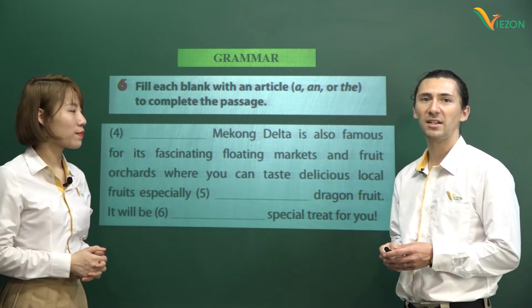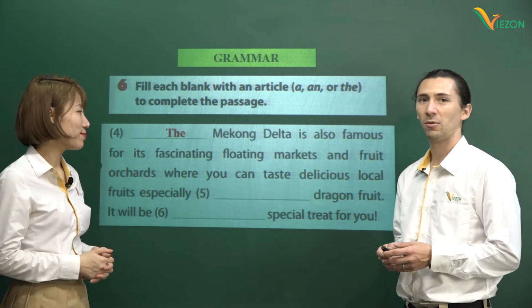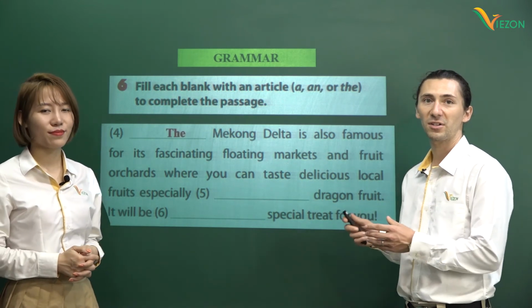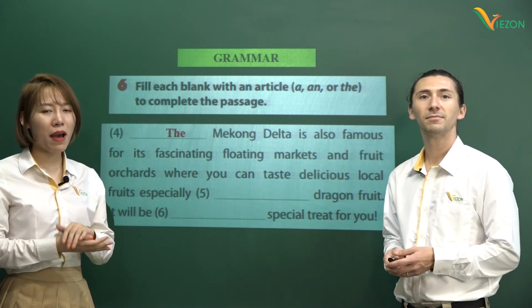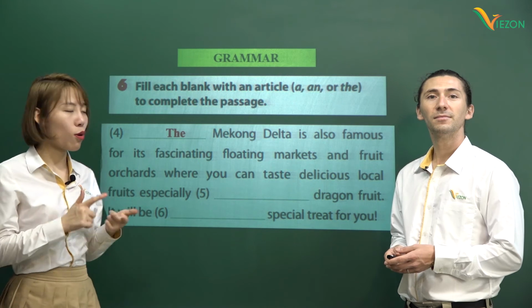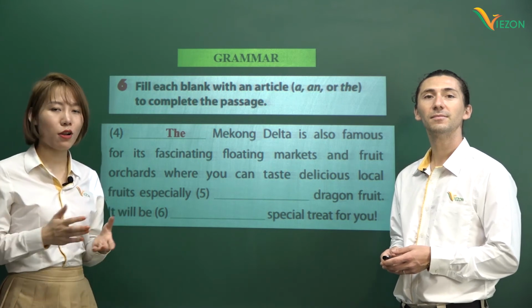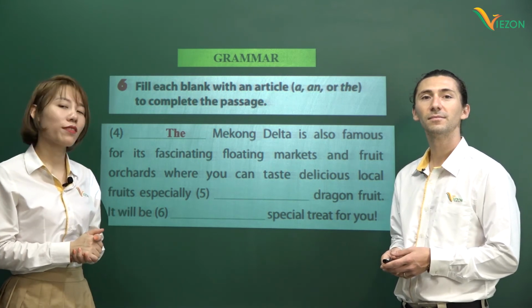This one should be pretty easy, and we know it's "the". We're talking about the specific Mekong Delta, so we can use "the". Teacher Hien? Ở đây câu số 4 rất là dễ rồi, đáp án là the. Vì ở đây là gì? Tên của vùng đồng bằng Mekong mình đã xác định rồi. Và đấy là tên riêng thì chắc chắn mình phải dùng the cho cô.